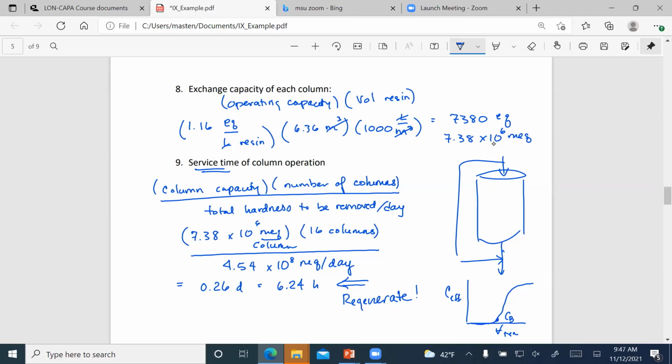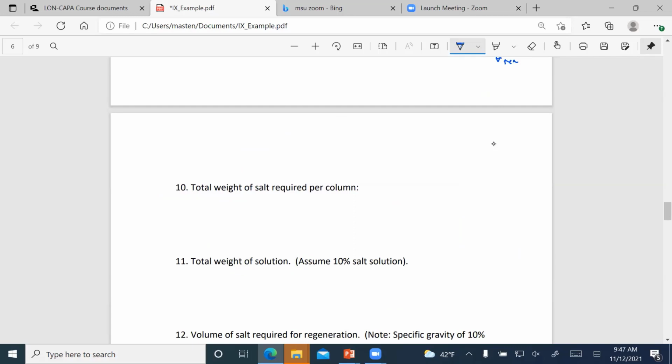Because the concentration leaving this column exceeds the acceptable limit. We're regenerating with sodium chloride, so salt. Next time you're in the grocery store or in Home Depot, you'll find bags of salt sold as softening salt, versus the salt that you put on the sidewalk in the wintertime to de-ice the sidewalk. Higher quality salt.